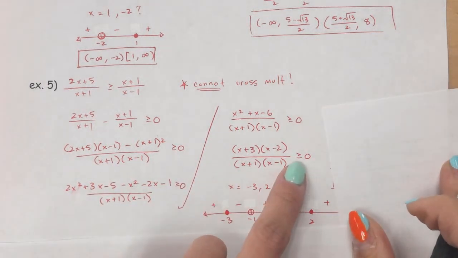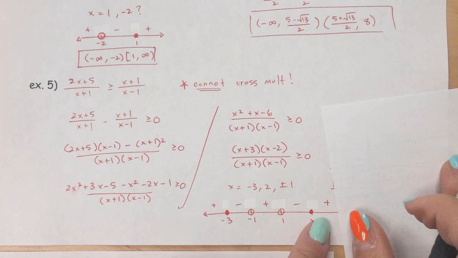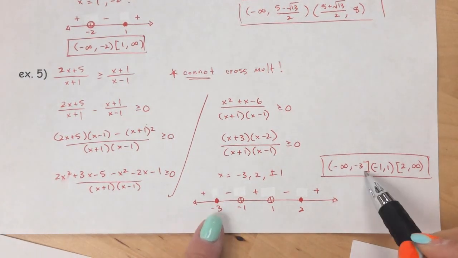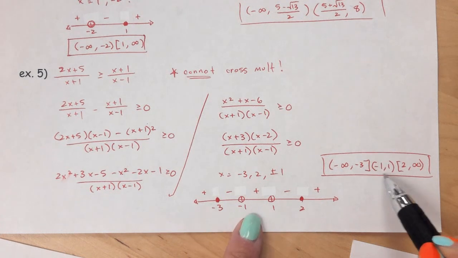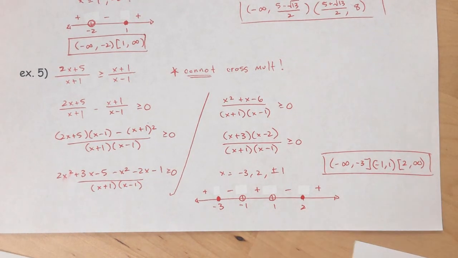And I want to be greater than 0. So I want this answer and this answer and this answer. So you should have 3 intervals as your final answer. So -∞ to -3, bracket, and then parentheses right here, and then a bracket on 2 all the way to infinity. Okay, so give that a try. Good luck, guys.